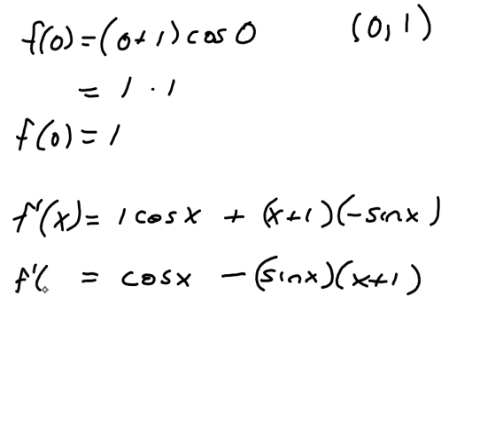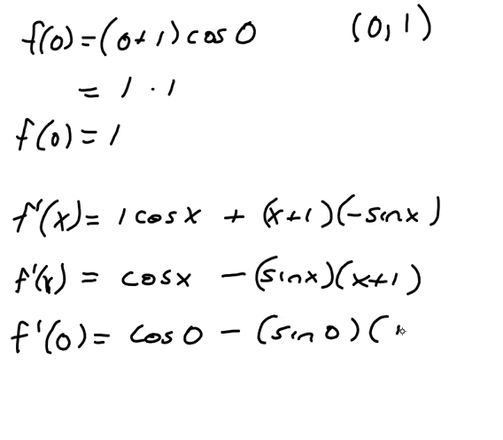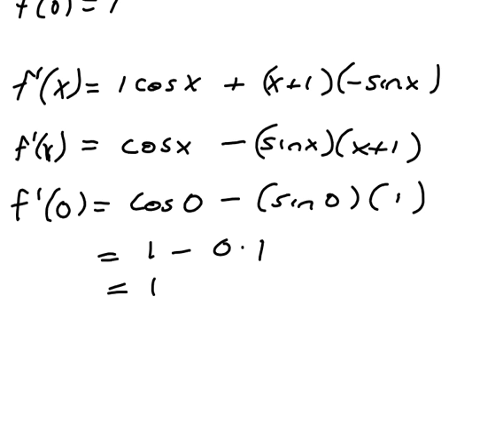Now I want to find f prime of 0. It's going to be cosine of 0 minus sine of 0 times 1. So that'll be 1 minus 0 times 1, which is just 1. So I want to write the equation of the line with a slope of 1 that goes through the point 0, 1. We'll just have y equals x plus 1.